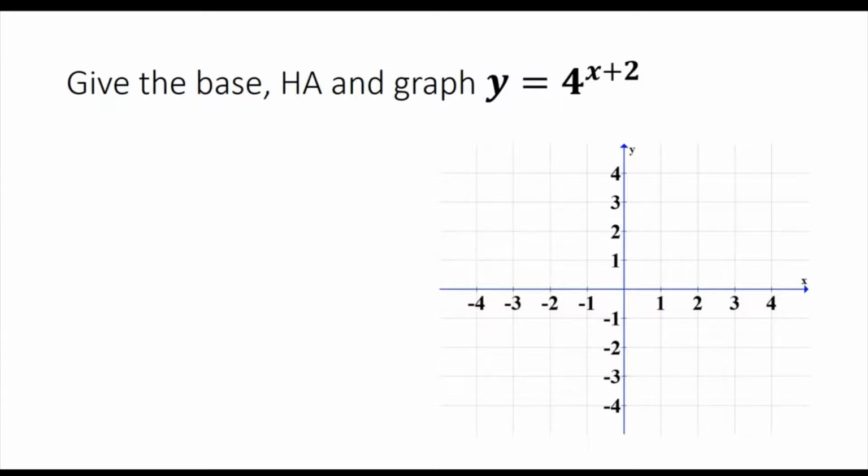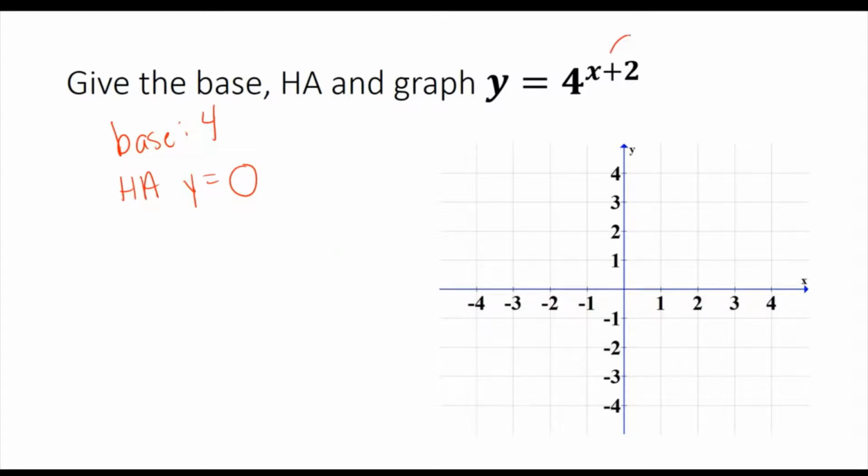Give the base and the horizontal asymptote. You may want to pause the video here and see if you could do this yourself before we move on. This is a different example from what's in your notes. Okay, the base is 4. The horizontal asymptote is y equals, oh, there's nothing added to the end here. That means I am adding 0.